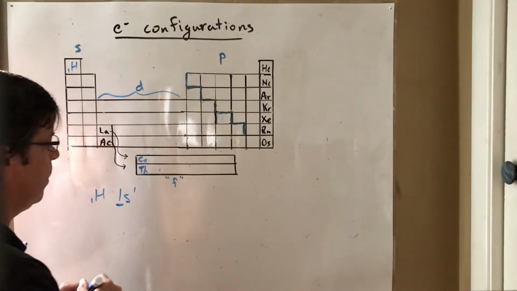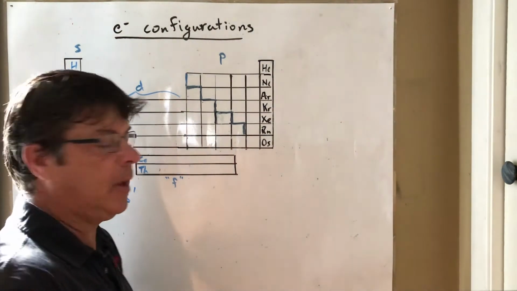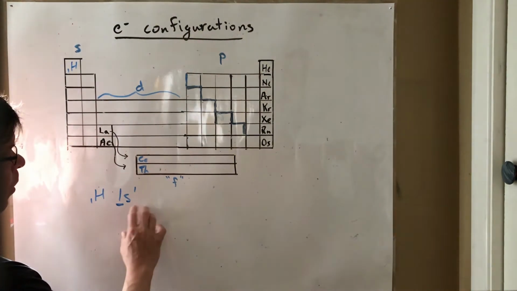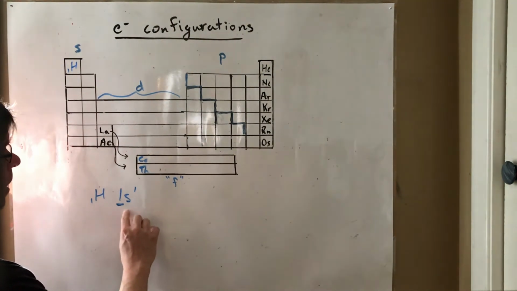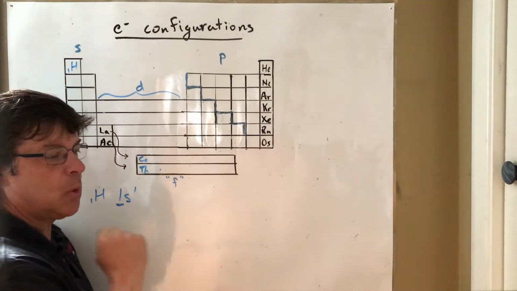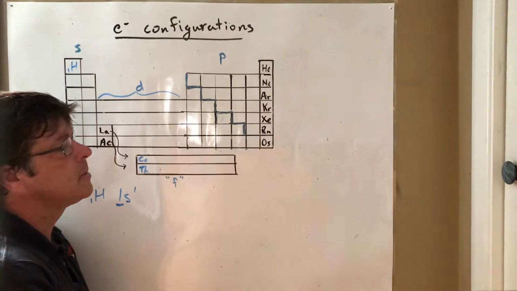We'll do Bohr models later. So let's look at helium. Of course, it would have 2 electrons, and so helium would be 1s2. It would fill that s orbital. S orbitals can only hold 2 electrons.